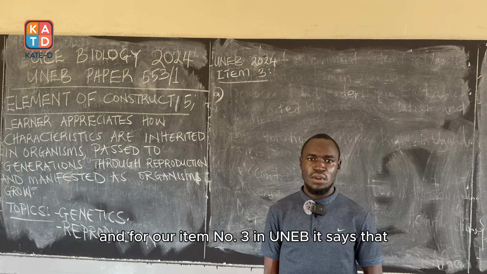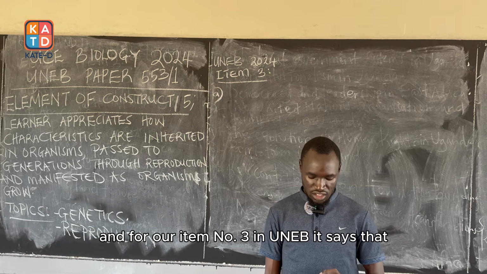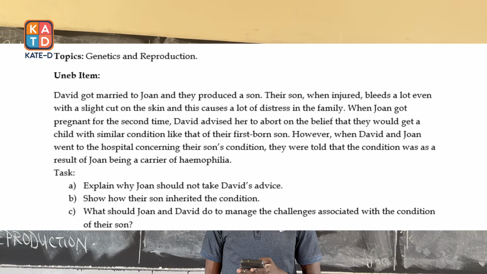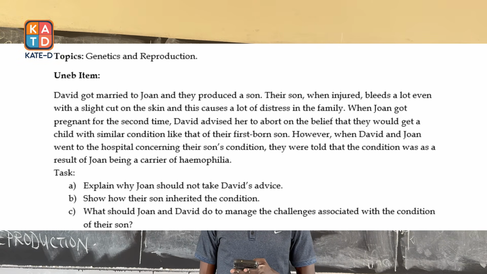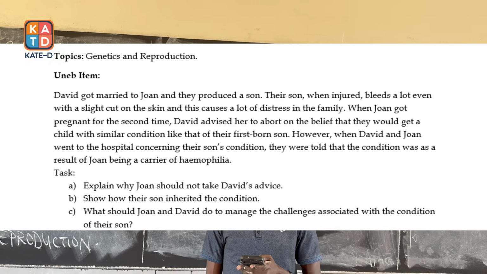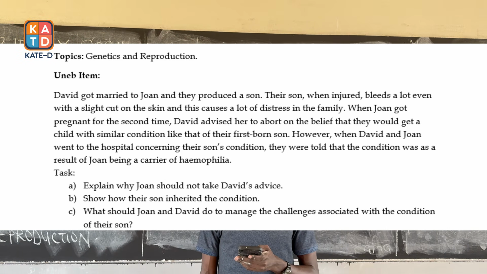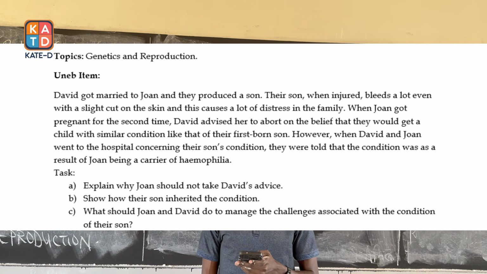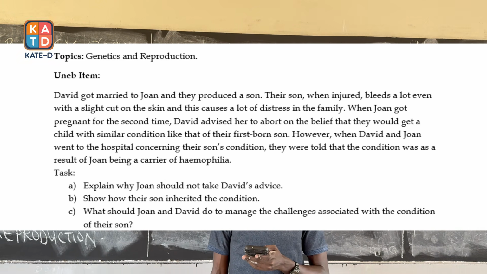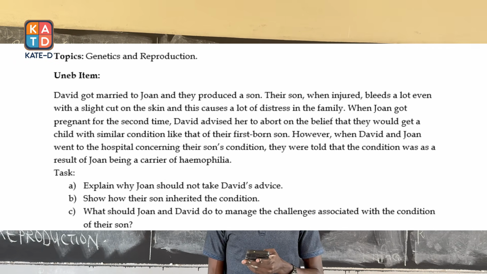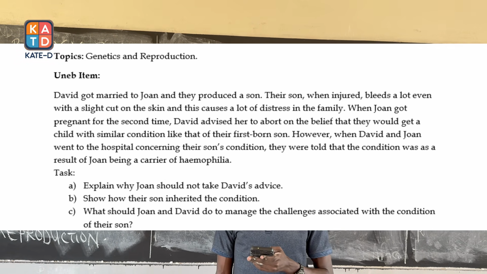And for our item number 3 in UNEB, it says that David got married to Joan and they produced a son. Their son, when injured, bleeds a lot, even with a slight cut on the skin. And this causes a lot of distress in the family. When Joan got pregnant for the second time, David advised her to abort on the belief that they would get a child with similar conditions like that of their firstborn son.